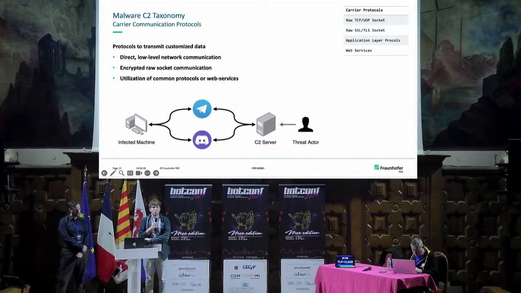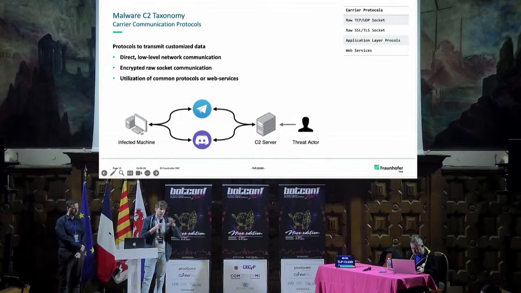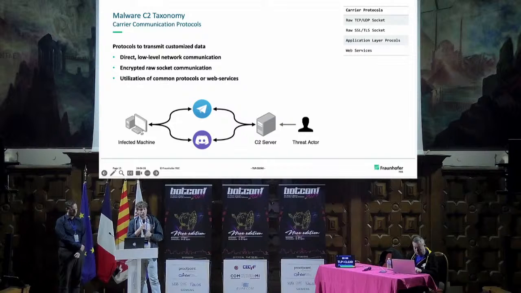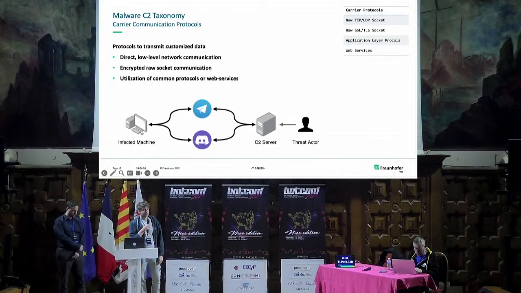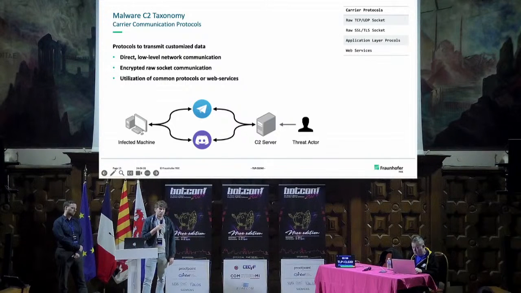The next one is the most interesting one in terms of the new taxonomy, I think, because previously the taxonomies didn't differentiate between the carrier communication protocol and the actual protocol that is used to transmit data. So the first category is carrier communication protocols. We want to know which protocol is used to transmit the customized data, which then again can use a different protocol. This can be raw TCP or UDP sockets, or raw TLS. Oftentimes you're going to see application layer protocols such as HTTP or HTTPS. And as you can see on the slide, and as we also heard yesterday, it can use web services as carrier communication protocols, such as Telegram.